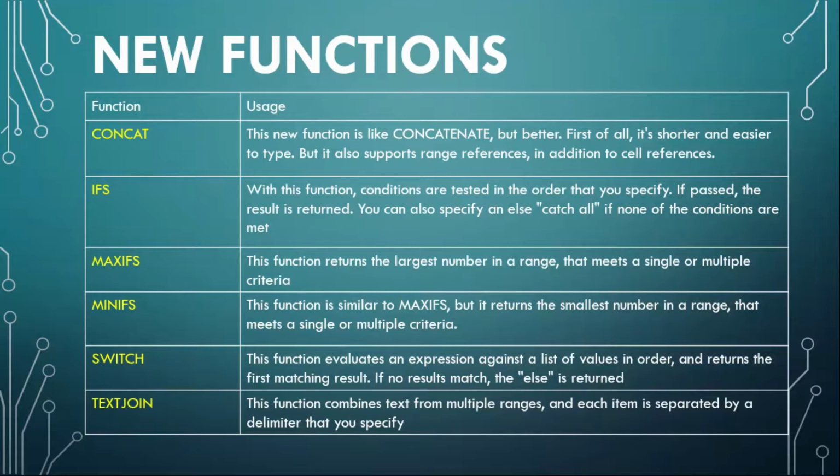TEXTJOIN. This function combines text from multiple ranges. So the key note is it is combining the ranges, not just the cells, and each item is separated by the delimiter you specify. Let's take my name. I'm Varun Kumar. If I have to concatenate those two with a hyphen, I'll just keep the delimiter as a hyphen or slash, anything, and select the cells.